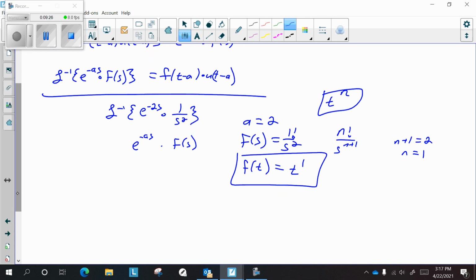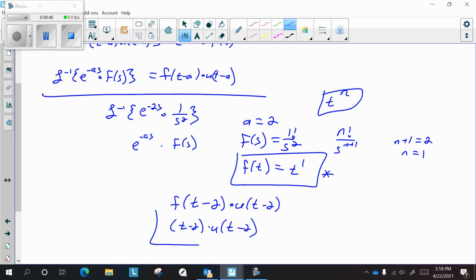So when we go backwards, we need f of t minus a, where a is 2, times u of t minus 2. Well, if this is the function for f, then if we plug t minus 2 into that, we get t minus 2 times u of t minus 2. So that's the inverse Laplace of that particular function.